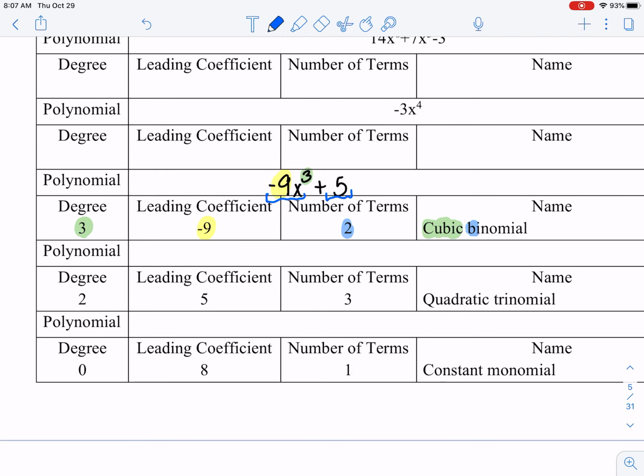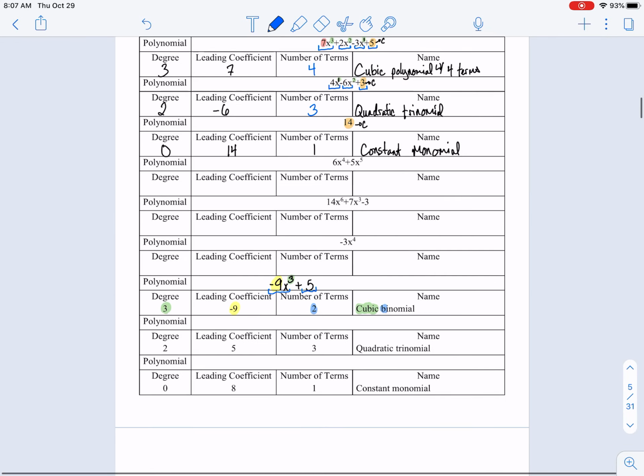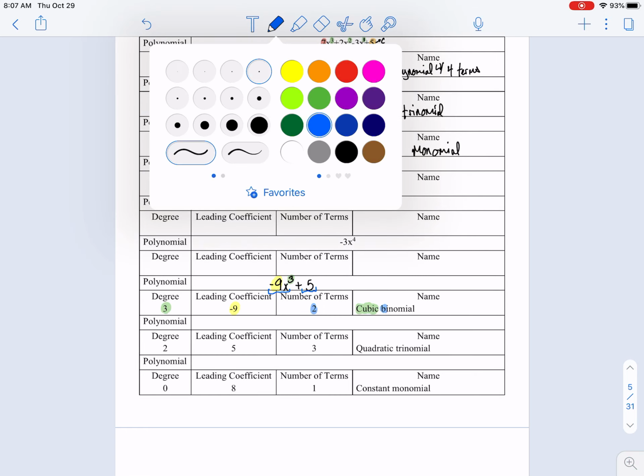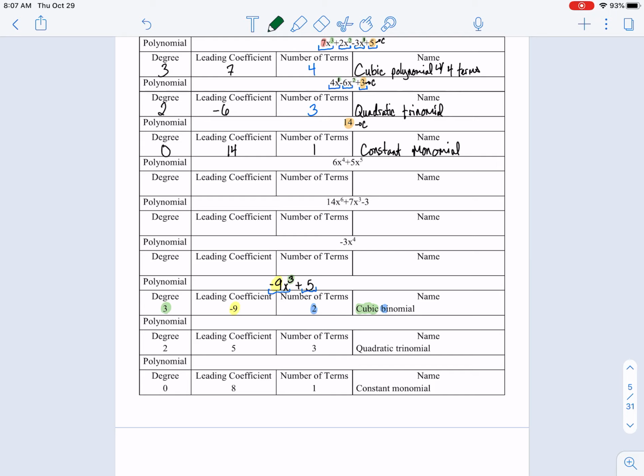All right. So what I want y'all to do is do these three and do those two and submit your work on Canvas.